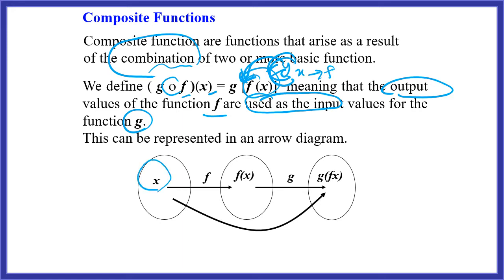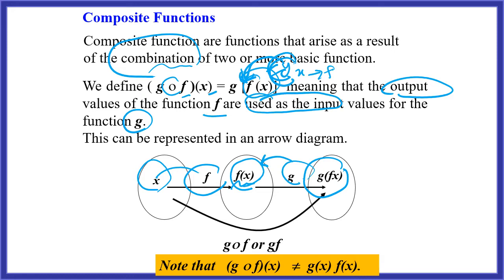So x is the original element in set A, let's say. If we apply function f, a relation f on x, we will have a result of f x. And then if we apply a function g on this f x, it will be g of f of x. So the f x will be the input for function g, and then the result will be g f x. So this is what we call as composite, g of f or gf.